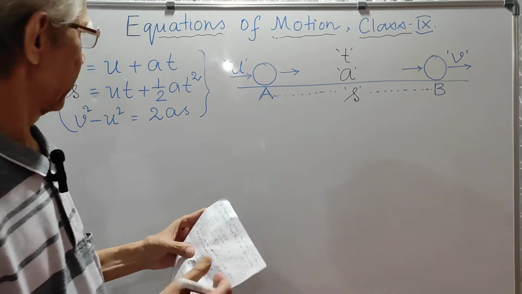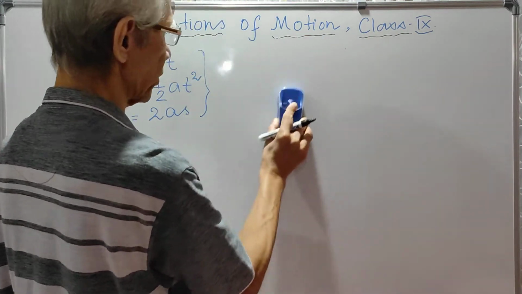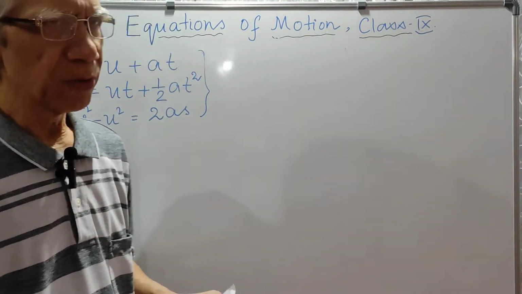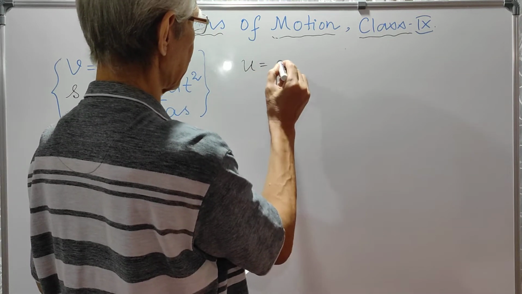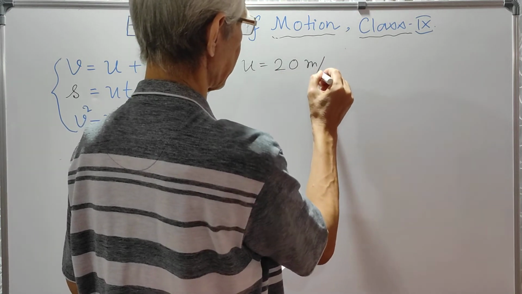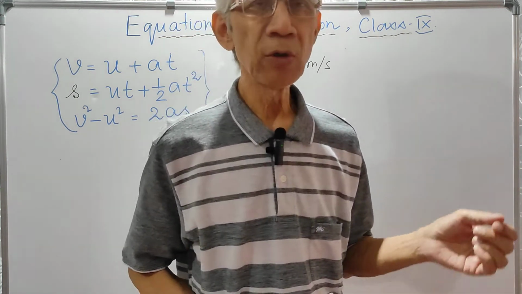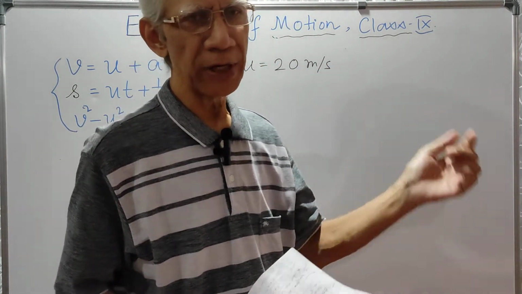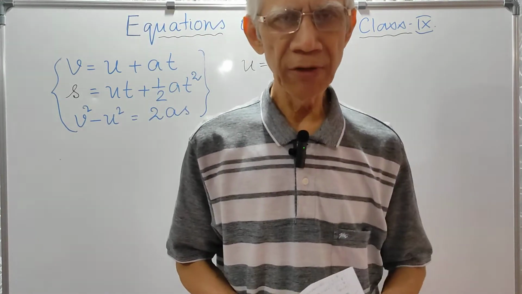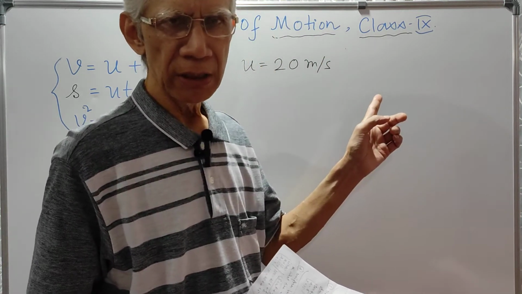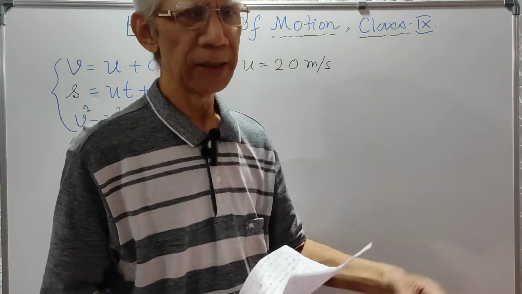Now suppose this is a question. A body is moving with uniform velocity 20 meter per second. So that is u. Now when you get any numerical sum in exam, first of all you note down what things are given and what to find. This is the most important requirement. So read the question carefully, find out what quantities are given, and what quantity to find out. Then only you go to use the formula and do calculation.